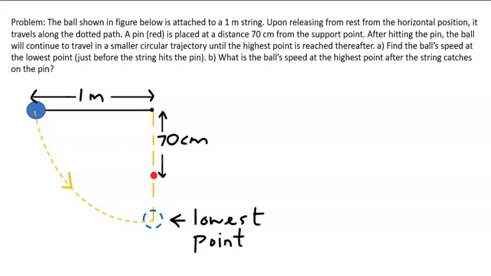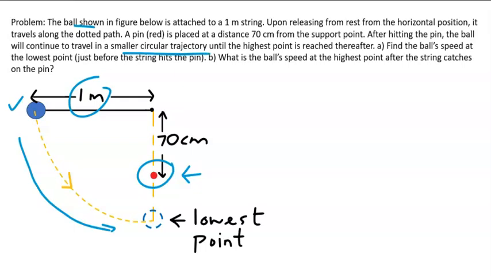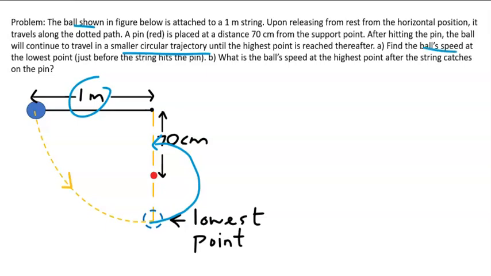The last problem. The ball shown in the figure is attached to a 1 meter string. Upon releasing from rest, that means from here, from the horizontal position, it travels along a dotted path like that. Now, after this string hits the pin, denoted in red here, the ball will continue to travel in a smaller circular trajectory until the highest point is reached thereafter. That is to say, after this point, it will move in a smaller trajectory, something like that. Find the ball's speed at the lowest point, which means here, and also the ball's speed at the highest point after the string catches on the pin, meaning there.